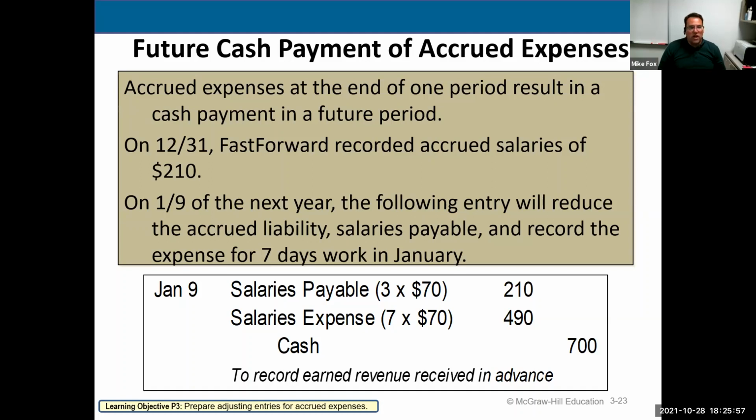So in the first two, the deferrals, the cash happened first, and then we had to make adjustments for how much of the expense we'd incurred or revenue we'd earned at the end of the month. In these second two, the accruals, now the expense or revenue occurs first, and then later we have to do this entry to show when the cash actually moves. And so in this case, we're paying cash. When we do the accrued revenue, we'll be receiving cash in the future.